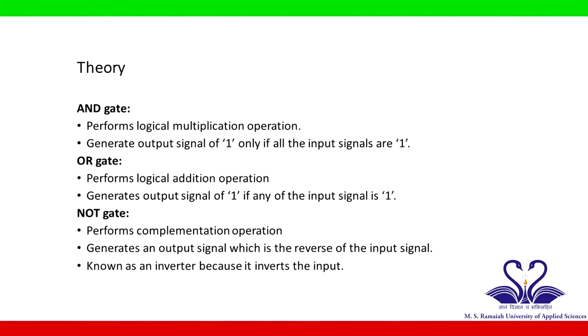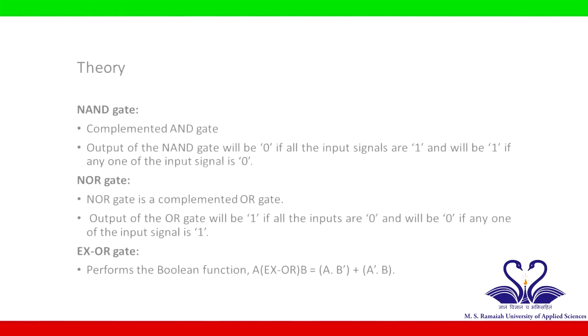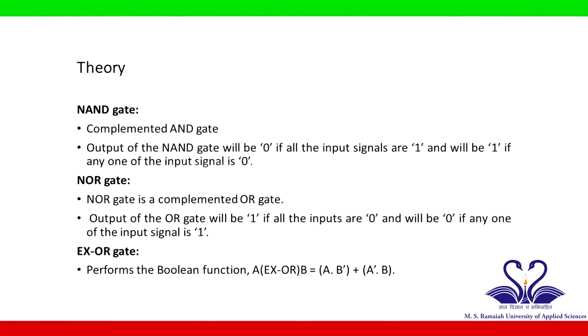NOT gate. It performs complementation operation. It generates an output signal which is the reverse of the input signal. It's known as an inverter because it inverts the input. NAND gate. It's a complemented AND gate. Output of the NAND gate will be 0 if all the input signals are 1 and will be 1 if any one of the input signals is 0.